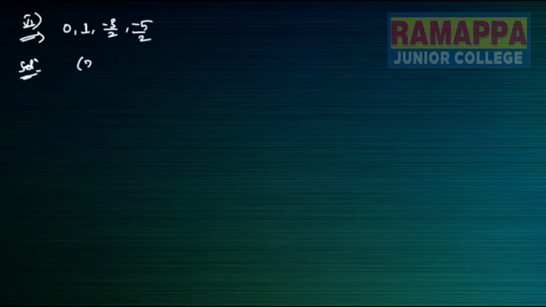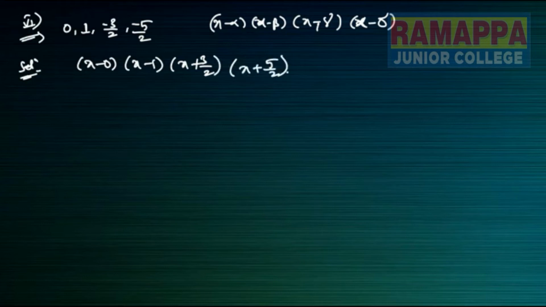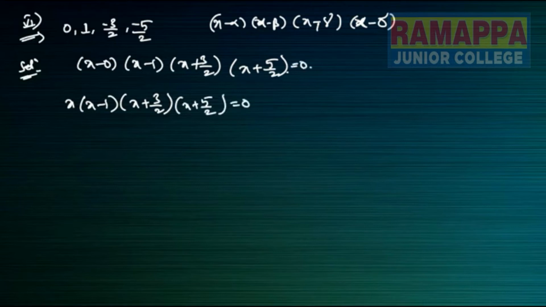Okay. So the equation is x minus 0 into x minus 1 into x minus, sorry, already x minus alpha, x minus beta, x minus gamma, x minus delta. So in this the minus is already there, it will become plus. Minus 3 by 2 will become plus 3 by 2, into x plus 5 by 2 will also come here. So this is x minus 0 means x into x minus 1, into x plus 3 by 2 into x plus 5 by 2 is equal to 0.